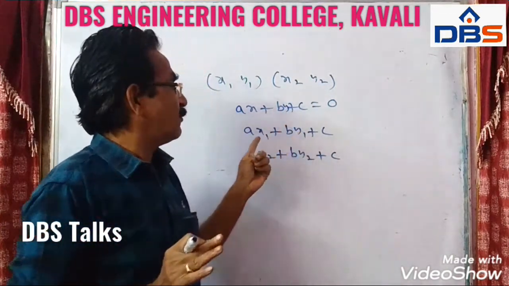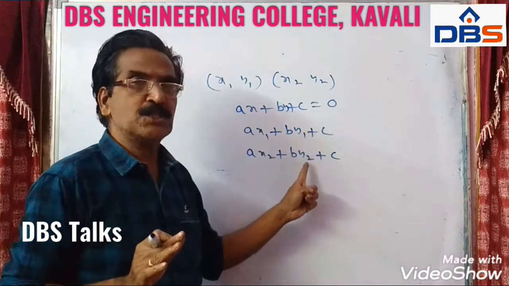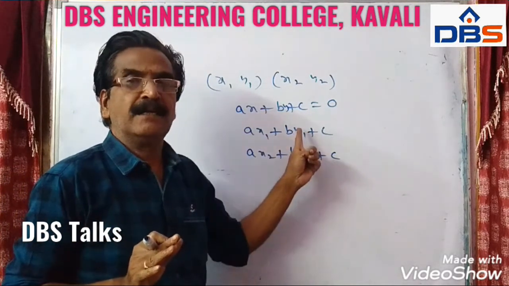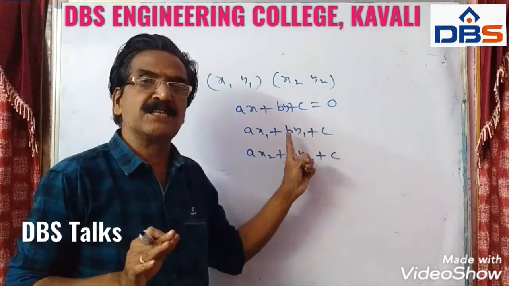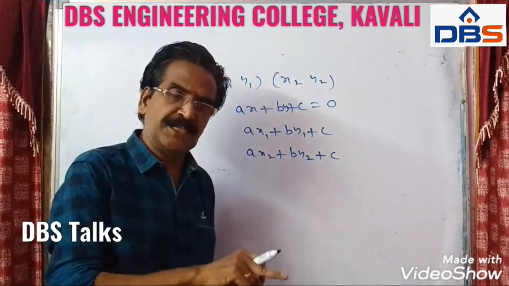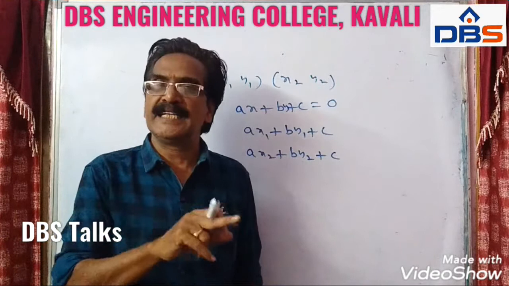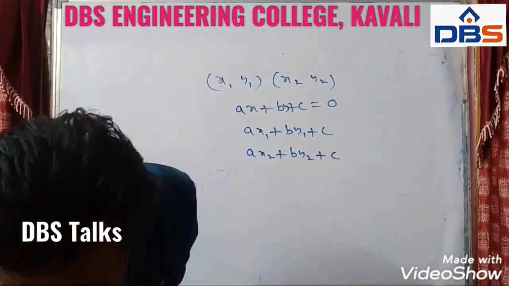So first, what do we have to do? We have to find the values of these two. Depending on the signs of these values, we decide whether these 2 points lie on the same side or on either side of the line. Okay friends, let us consider one problem.